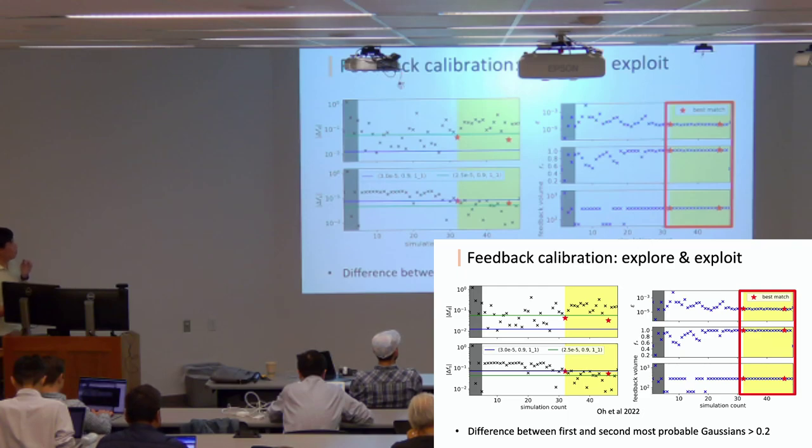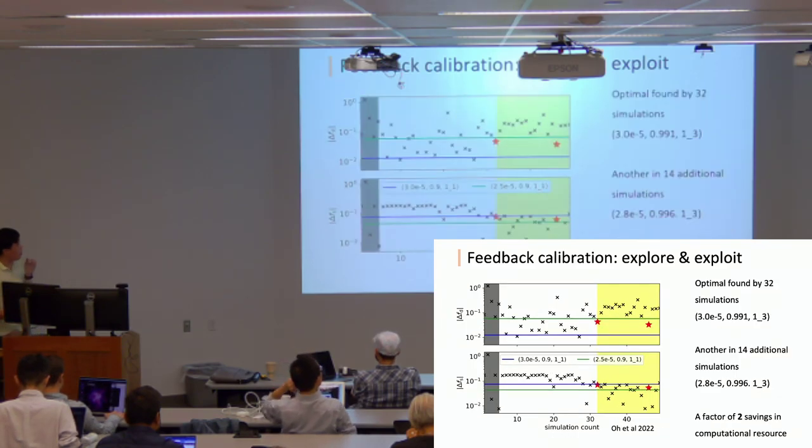So we did this exploration plus exploit. The exploit method is basically when we take the difference between the first and the second most probable Gaussian to be more than 0.2, the machine will just focus on the first, the most probable Gaussian. So you see that we minimize the variation in the input parameters, and we do get an improvement in the agreement. So there's a decrease. It's focusing on this region, and it's giving us a better agreement.